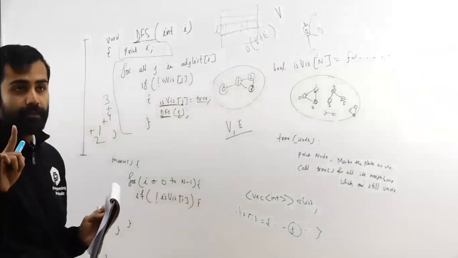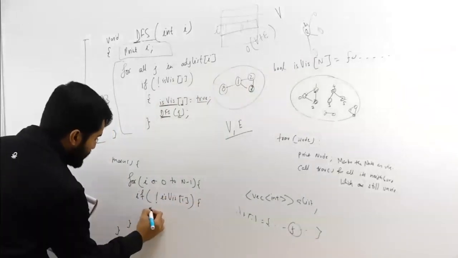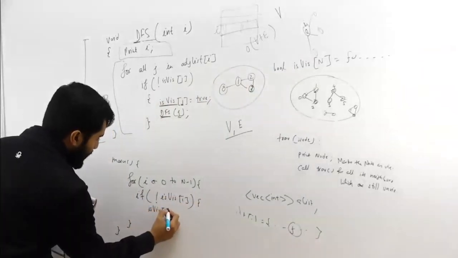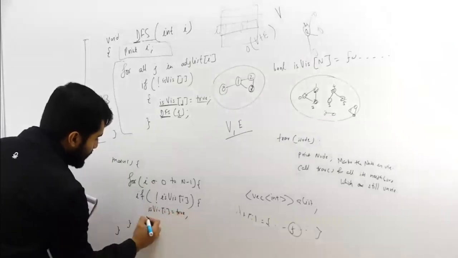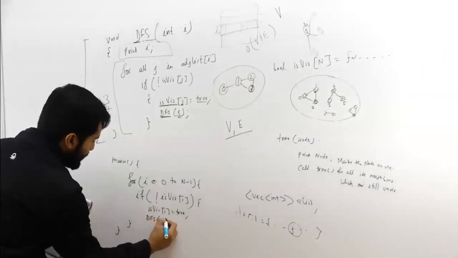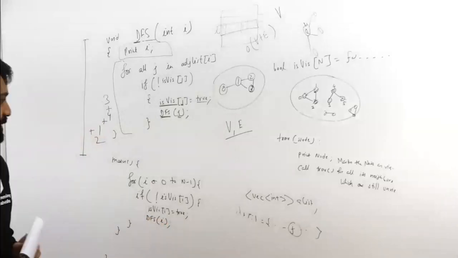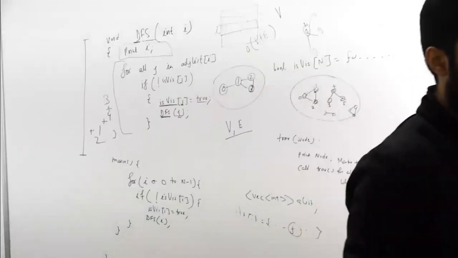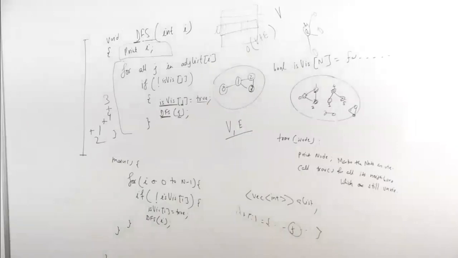then you will be doing two things. What is the first thing? You will first mark it as visited, and then you will trigger a DFS call at I. That's it, job done. Make sense to everyone? Yes or no? Yeah. Okay, great.